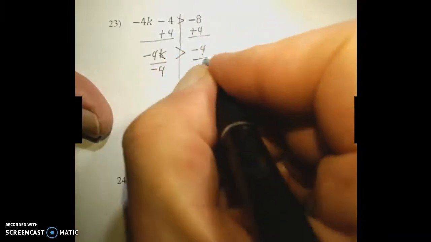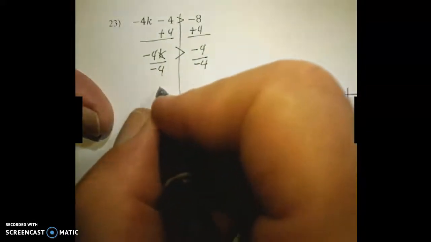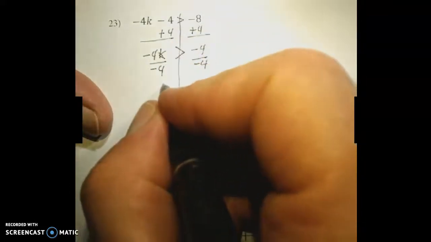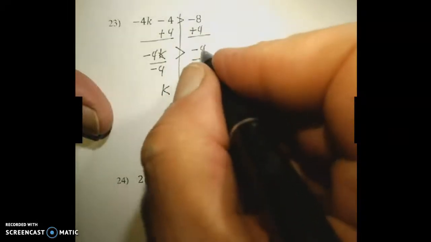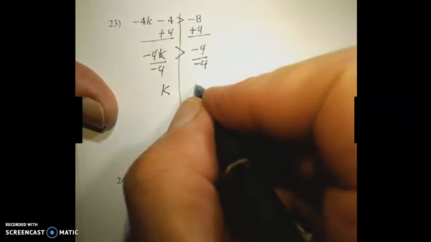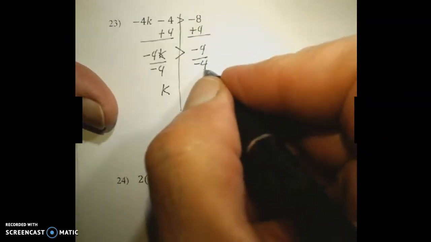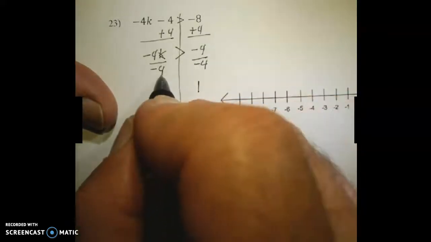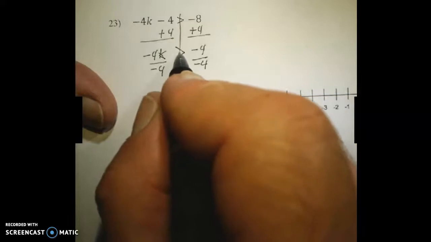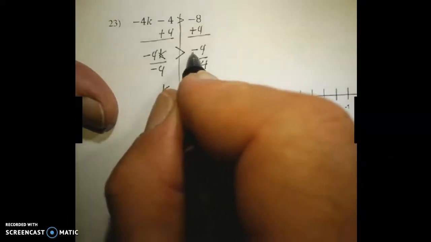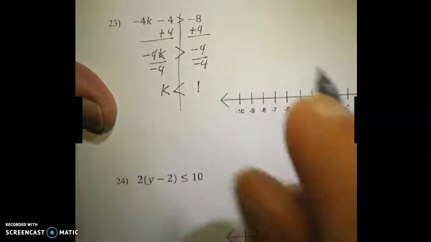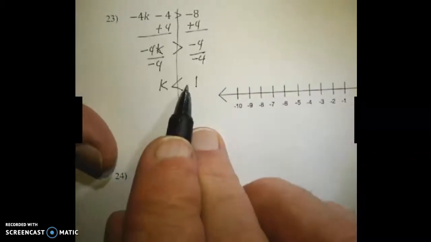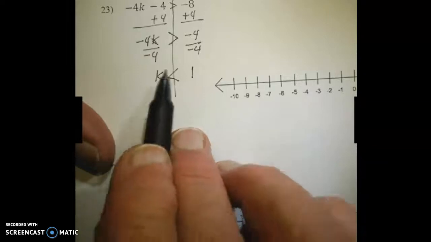Now, to get the k completely by itself, it's being multiplied by negative 4. You divide by negative 4 on both sides. On this side, you get k by itself. On this side, negative 4 divided by negative 4 is 1, and a negative divided by a negative is a positive, so it's positive 1. You divided both sides by a negative number, so that inequality has to change direction. It was pointed to the right. It now needs to point to the left. So k has to be less than 1. You can use that shortcut.